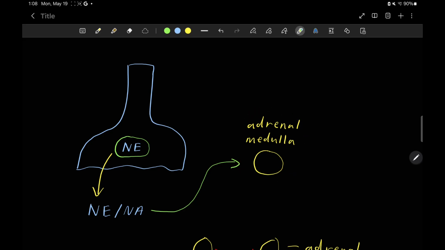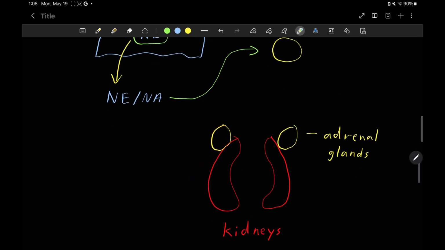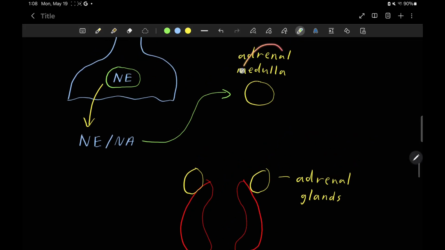The adrenal medulla is a part of your adrenal glands. Adrenal glands are these two glands that sit on top of your kidneys. And the adrenal glands are made of the adrenal cortex and the adrenal medulla. So the adrenal medulla is a part of this adrenal gland.